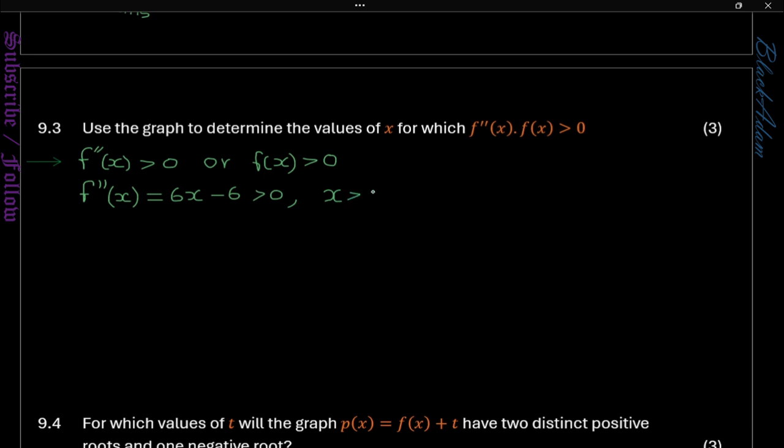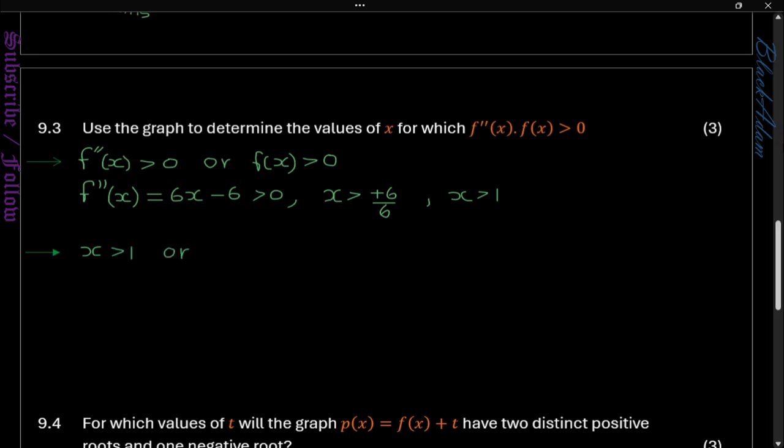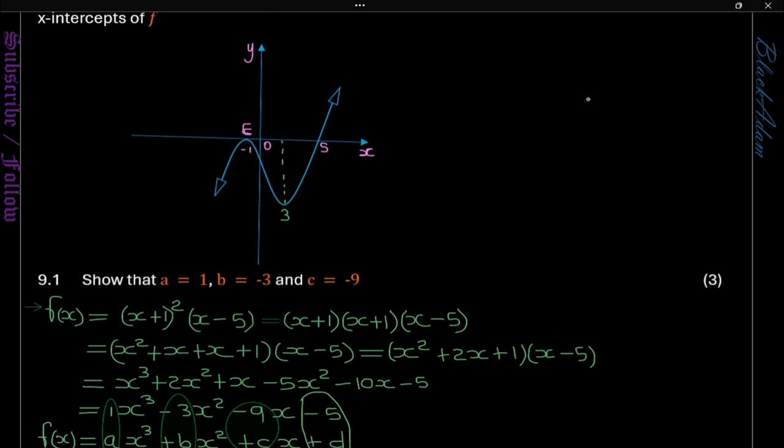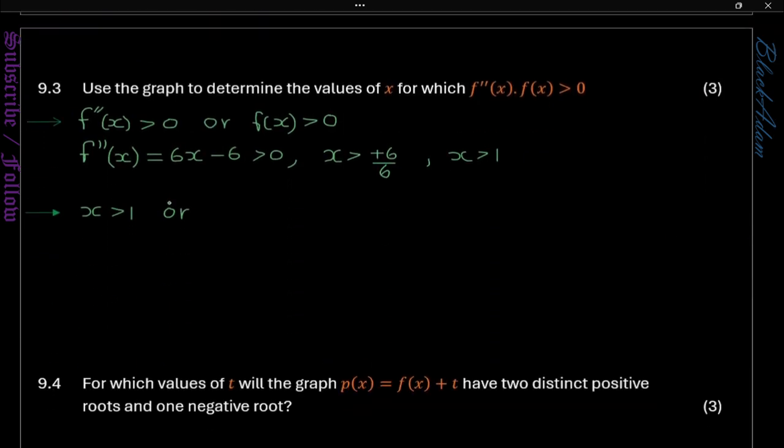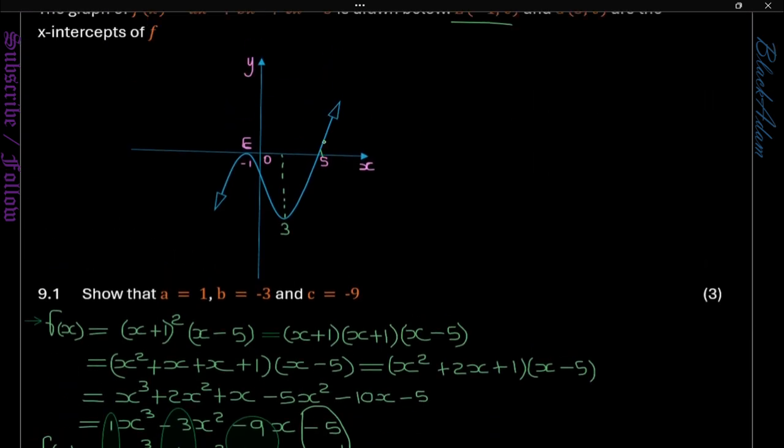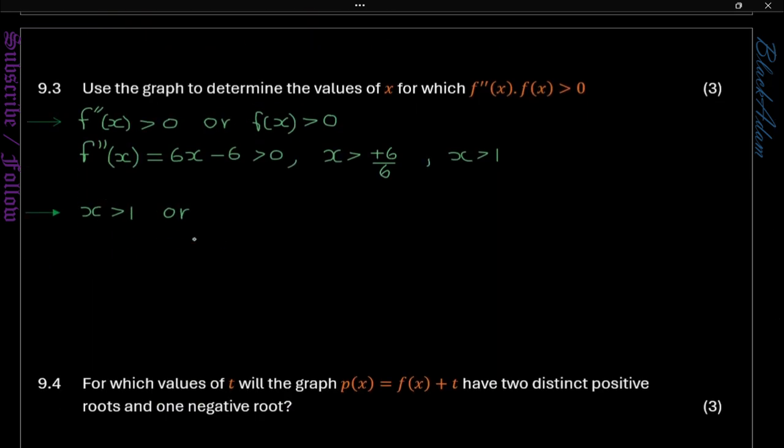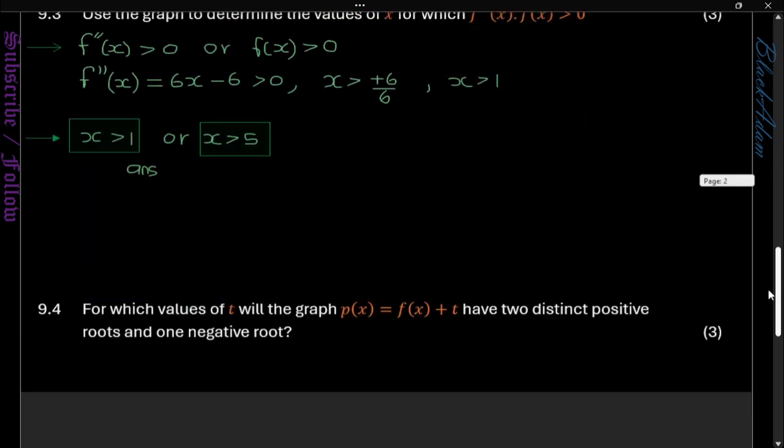And then solving for x, x is greater than 6 over 6, which means x is greater than 1. So from there we have x greater than 1, or looking at the graph you can see that one there at 5, so that part of the section there means x is going to be greater than 5. So it's x greater than 1 or x greater than 5. So that's our final answer.